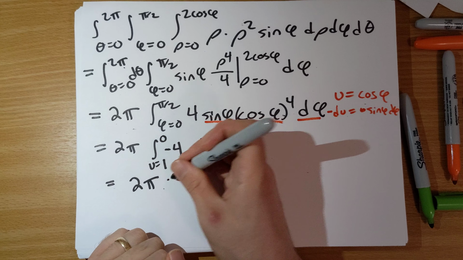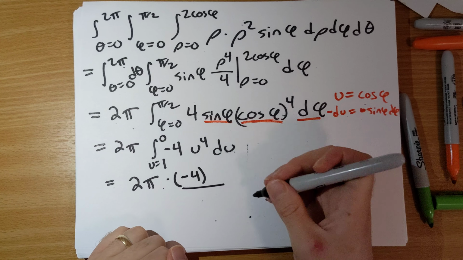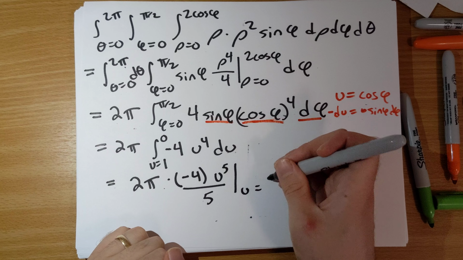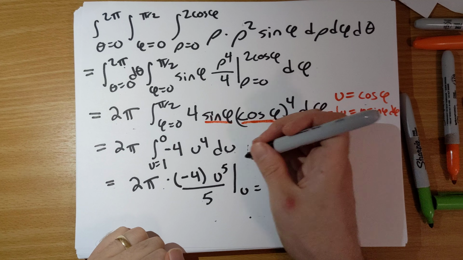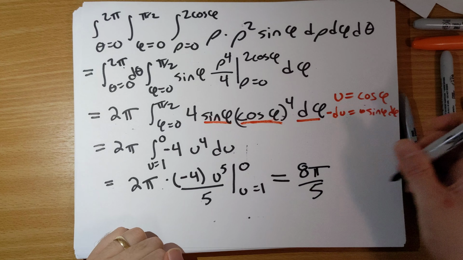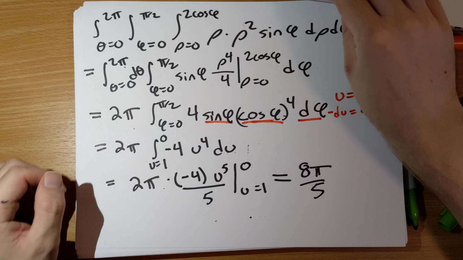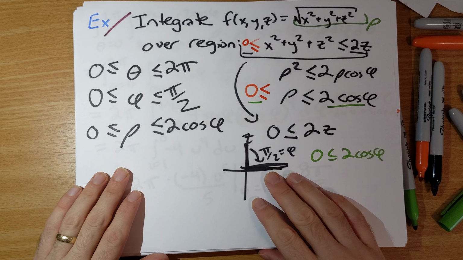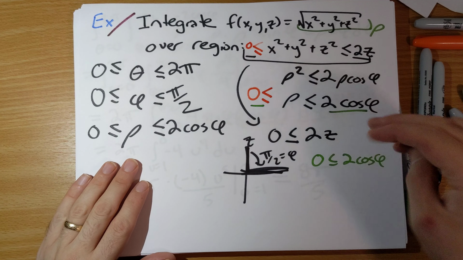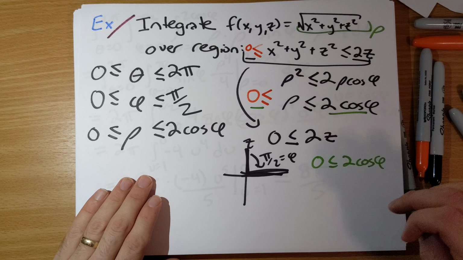So we have 2 pi times negative 4, and u to the 4th goes to u to the 5th over 5. Plug in u from 0 to 1, and we get 8 pi over 5. And that is the correct answer. I do know that off the top of my head. Once again, tedious calculations here. Don't lose sight: coming up with the bounds is the most important thing for you to get from this problem.